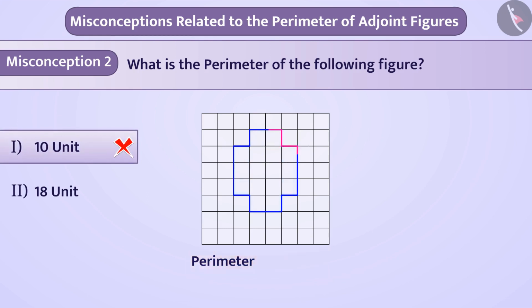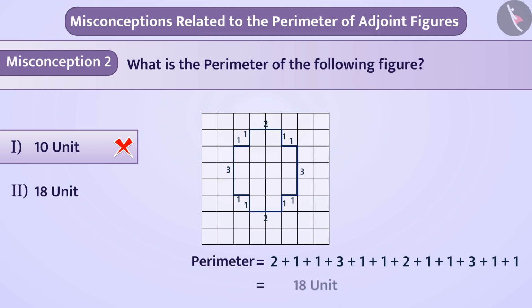The total length of the boundary of a closed figure is called its perimeter. So, we have to add the lengths of all the sides of this figure. By addition, we will get the perimeter of this figure as 18 units. Therefore, the perimeter of the given figure is 18 units. Hence, option 2 is the correct answer.